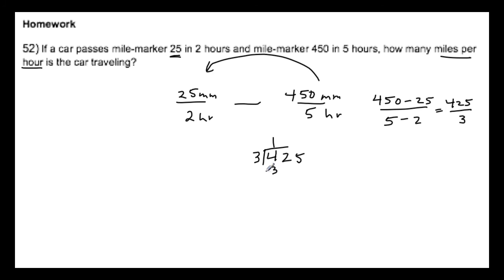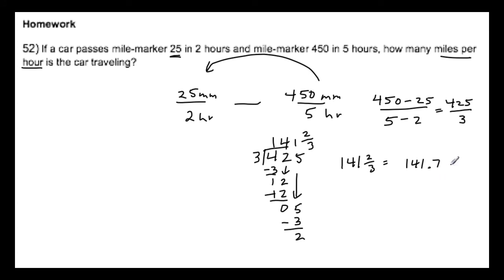So that goes in there once. Bring down the 2, excuse me. Goes in there 4 times. That's 0. Bring down the 5. Goes in there once. That's 3. And this time, instead of doing decimals, I'm going to bring that 2 up here. So we know it's 141 2/3, or if we want to round it, 141. We know 2/3 is 0.666 repeating, so we could say 141.7 miles per hour. Now that's a little ridiculous because who goes that fast except for a race car driver, but that's the way it is.